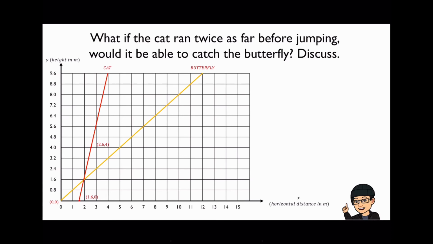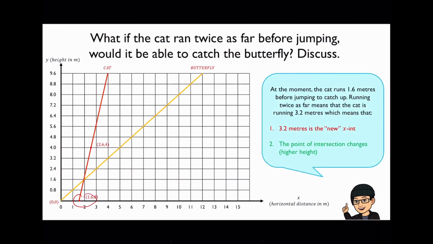So in this case, because the cat is going to be running twice as far, this implies that instead of running 1.6 meters, which it had to do initially, it's now going to be running 3.2 meters. Another thing that changes as a result is that since the cat is now delaying its jump, the butterfly would be flying a little bit higher above the ground. So this would indicate that your point of intersection is going to be different, where your y value is going to be slightly higher.